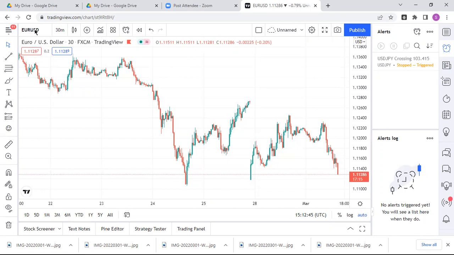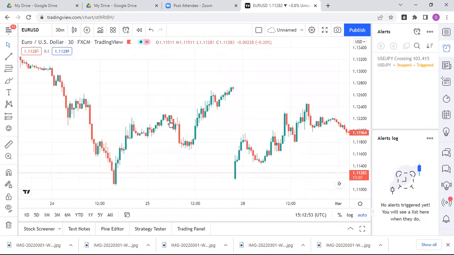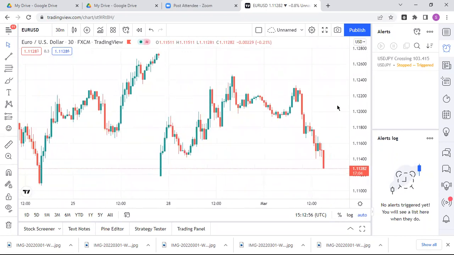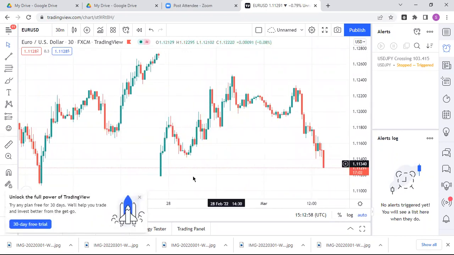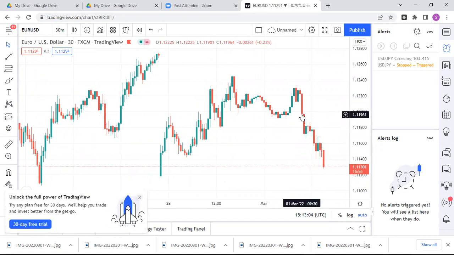So this is Euro USD. The time frame is 30 minutes. So this is what the market is doing on Euro USD. Let me zoom in. So each of these candles represents 30 minutes. Each of them, you can see the time down here, 1st of March 2022, 9:30. If you come to this one, it will be 10 a.m., 10:30. Okay, each candlestick represents 30 minutes. So that's just basically what it's about.